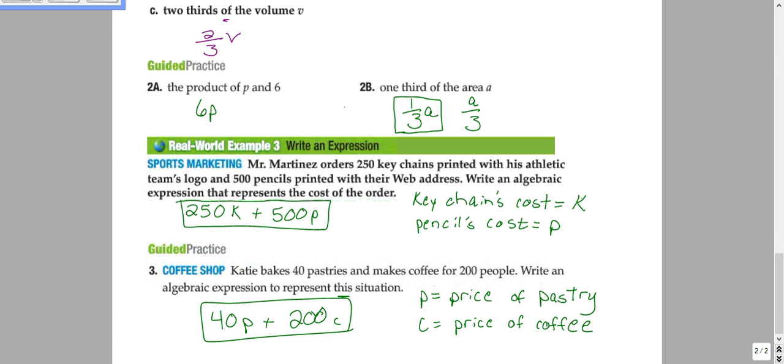Okay, if we are trying to write an algebraic expression that represents how much she's getting paid for this, we would say that P equals the price of the pastry, C equals the price of coffee. So 40 times P plus 200 times C would be a good algebraic expression to represent the situation.